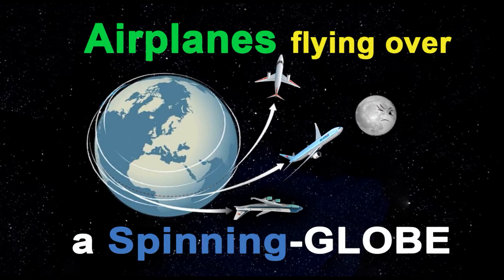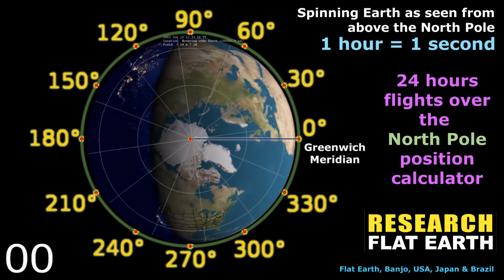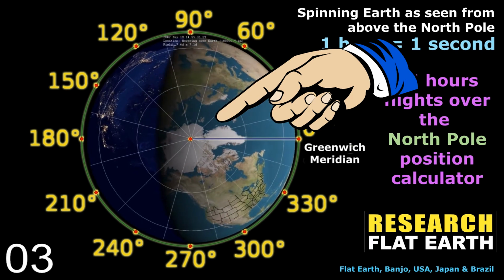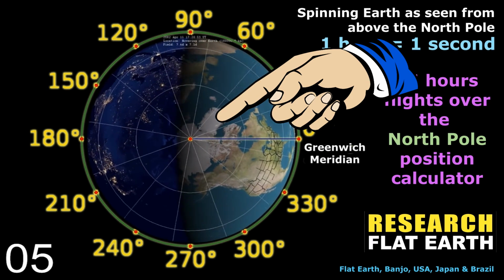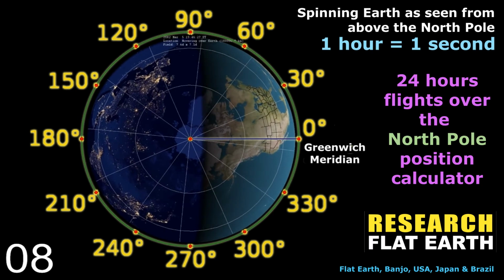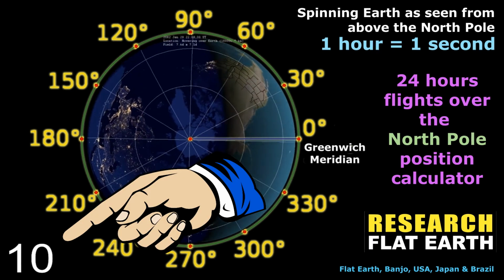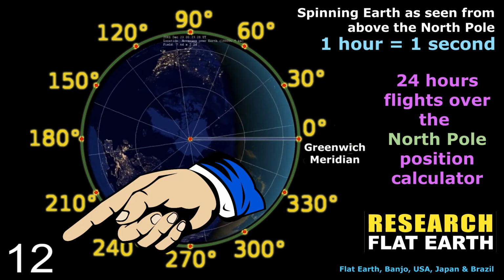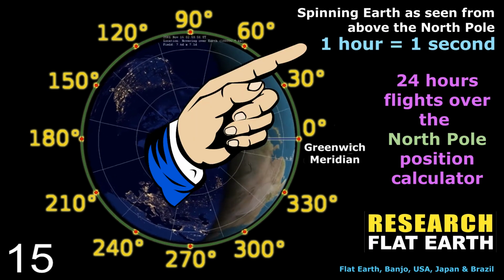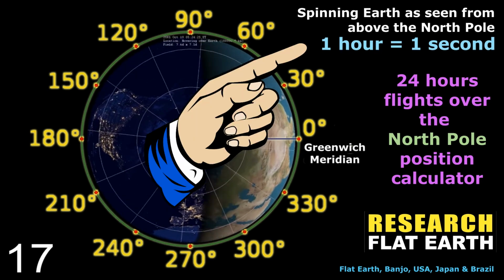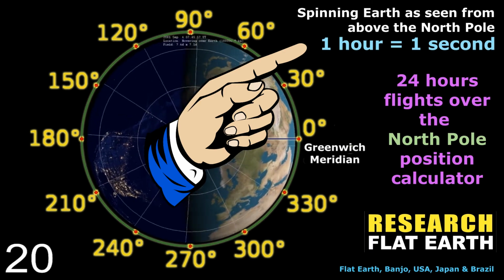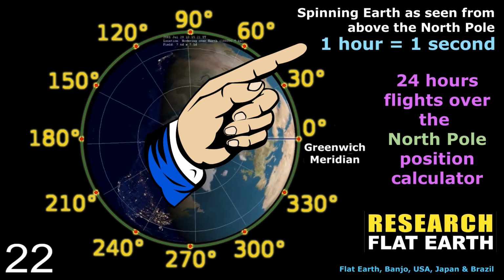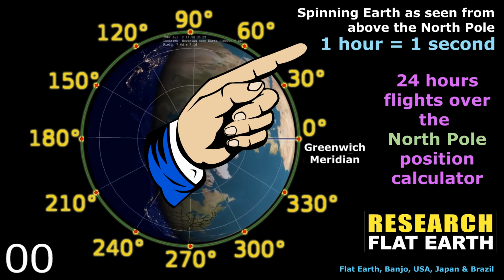I'm gonna be talking about airplanes flying over a spinning globe, especially over the North Pole, over the northern regions. Flights flying this region here that you see on this animation. And I have created this animation, which is a 24-second timer, where the airplane will be traveling this region and each second equals 1 hour. For example, a flight that takes 8 hours over the pole, we're gonna set the timer and see where this flight starts and where it finishes.